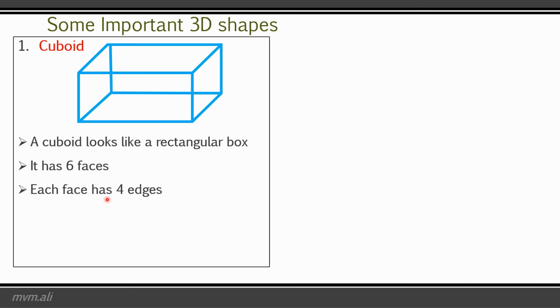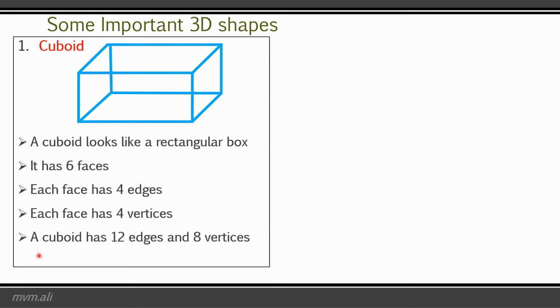And each face has 4 edges. For example, if you consider the front face, it has 4 edges: 1, 2, 3 and 4. And each face has 4 vertices. First vertex, second vertex, third vertex, and fourth vertex. So totally a cuboid has 12 edges and 8 vertices. You can count it out.